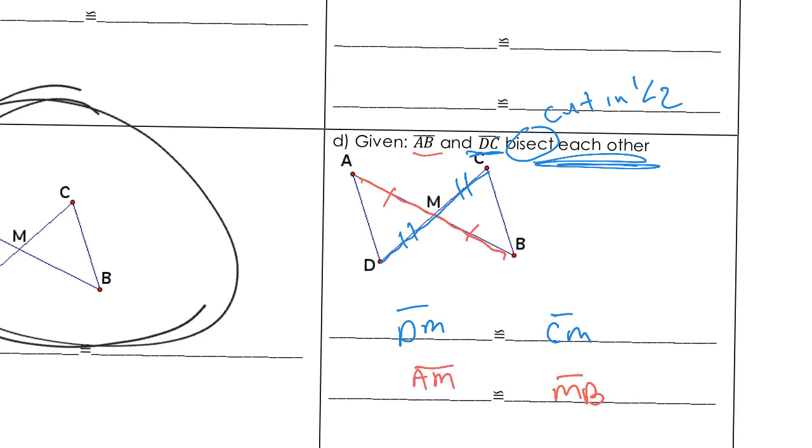And people keep asking me, so just so you know, you could call this line AM. You could also call it MA. The order of the letters doesn't matter. It only matters when you're labeling angles. You want that vertex to be the middle angle.